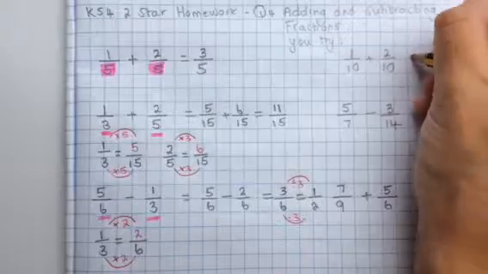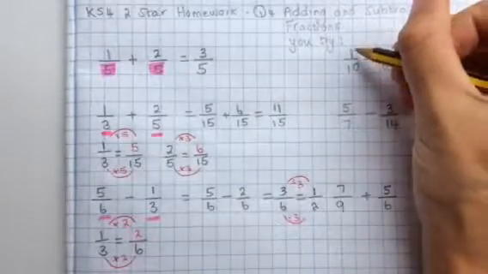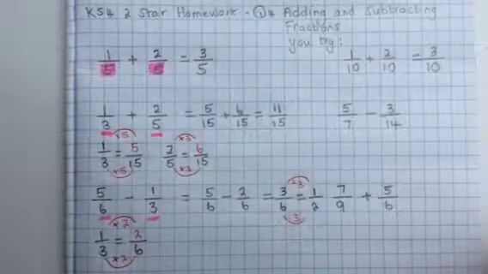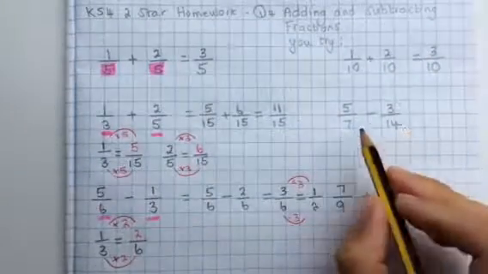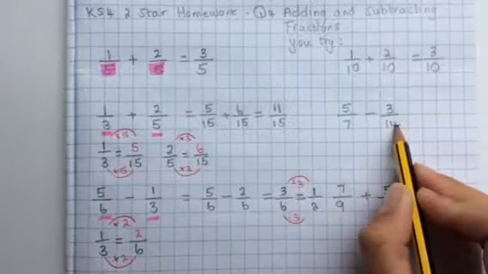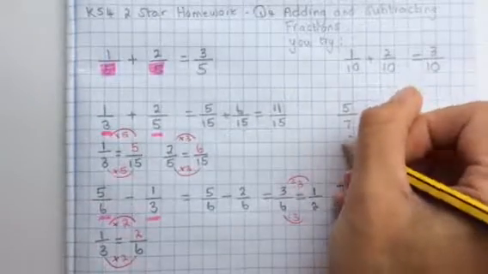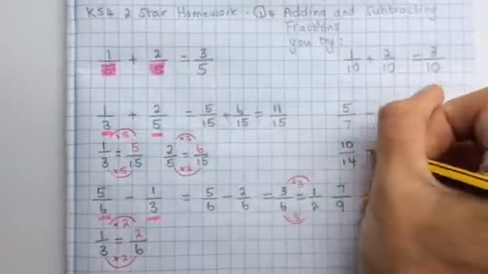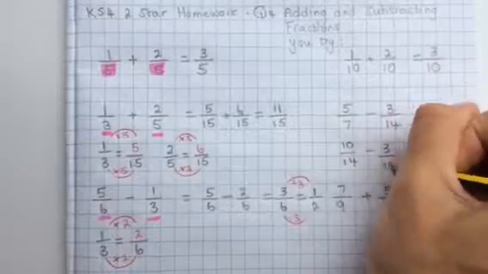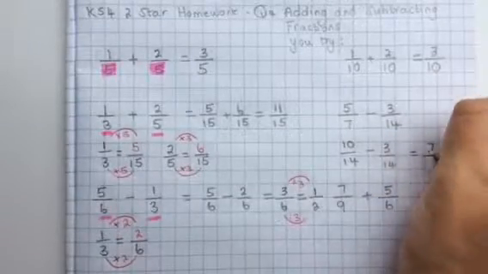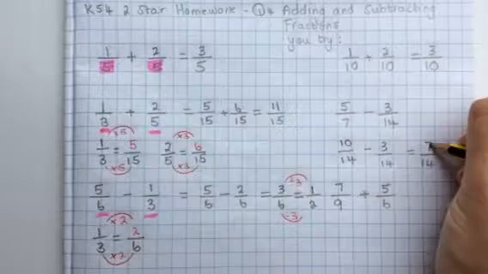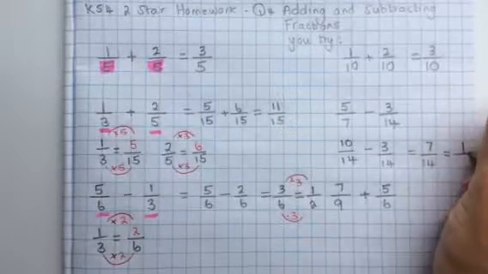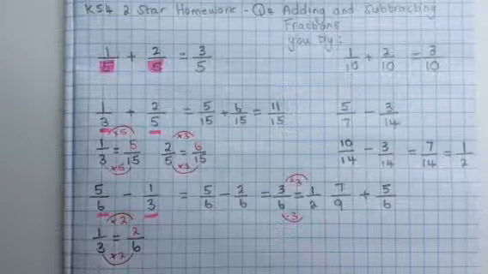Okay, so top one, nice and straightforward, same bottom number, which means 1 add 2 gives me 3 out of the 10 we had originally. Next question, we know 7 goes into 14, so that actually would give me a sum of 10 out of 14, take away 3 out of 14, giving me an answer of 7 out of 14. 7 goes into 14 twice, goes into itself once, giving us an answer of a half.